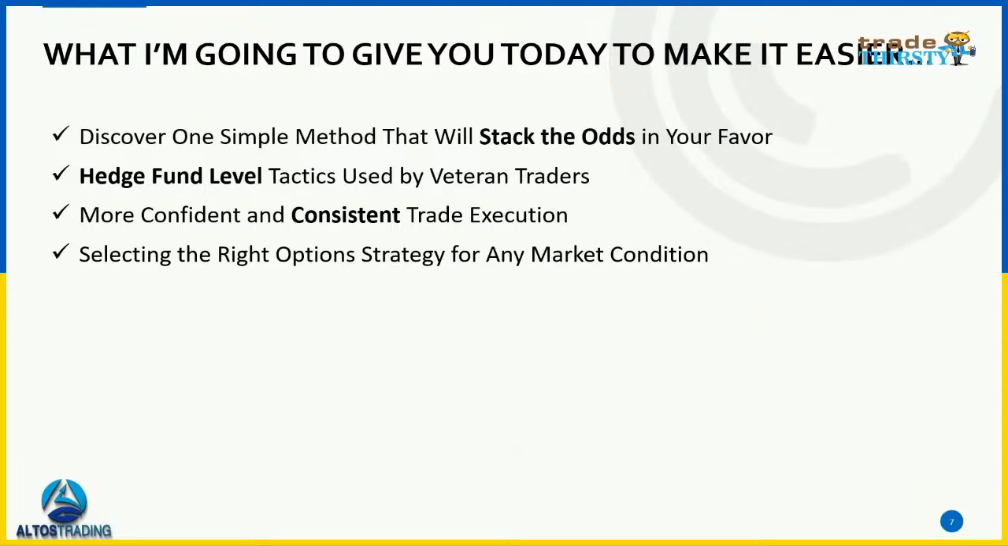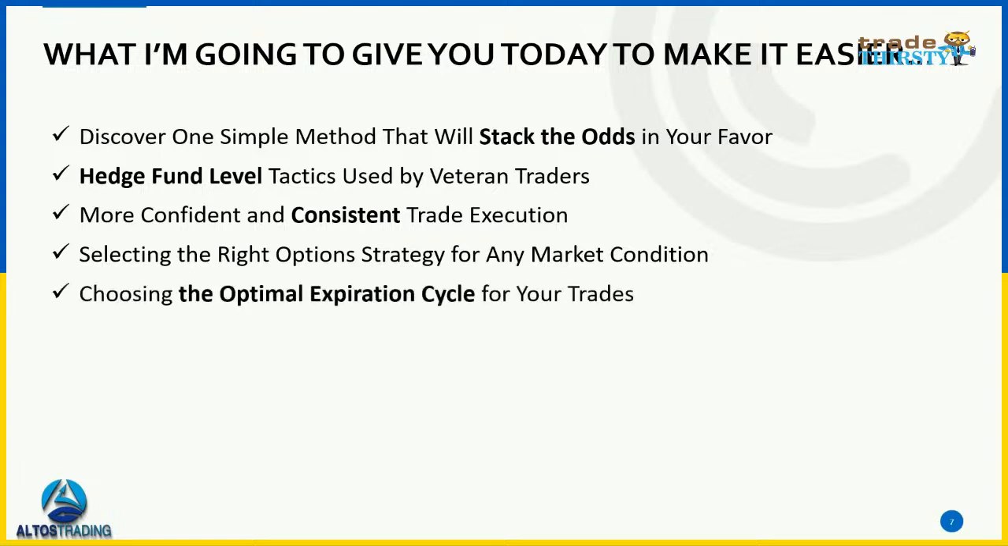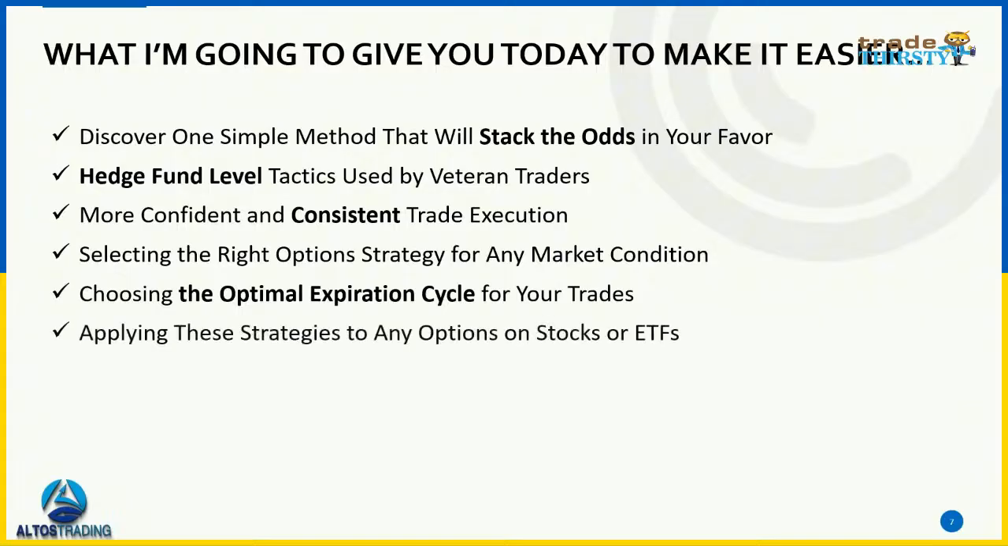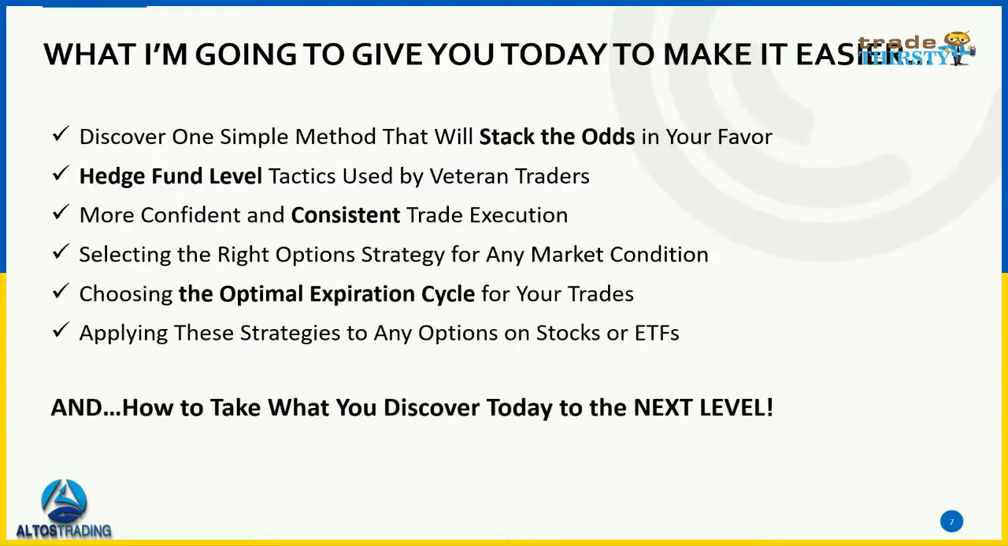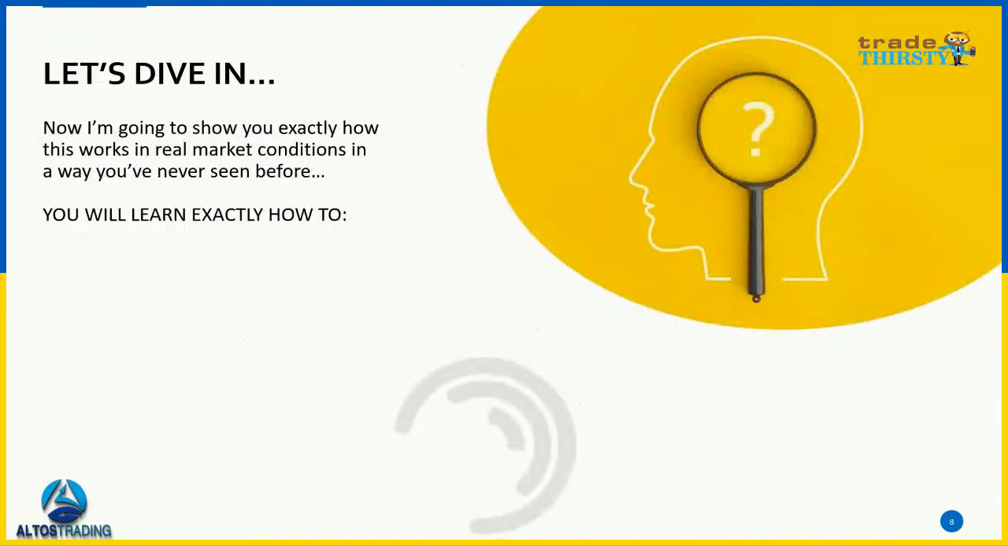Again, a big mistake I see retail traders make is just not selecting the appropriate strategy. Choosing the optimal expiration cycle for your trades is huge. That can drastically impact how a trade plays out in your ultimate P&L, or profit and loss. We'll also apply these strategies to any options on stocks or ETFs. Everything I cover today is universally applicable. You can apply it to any optionable security, and I'll show how to take what you discovered today up to the next level. So stick with me to the end because I'm going to show you how I can really accelerate all of this. All right, let's dive in.